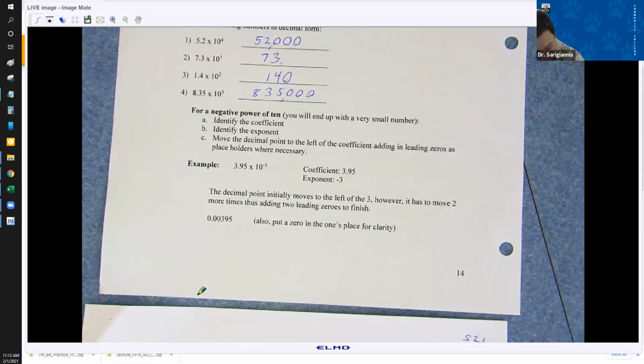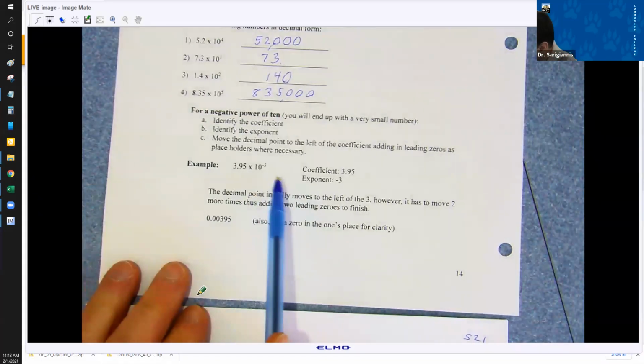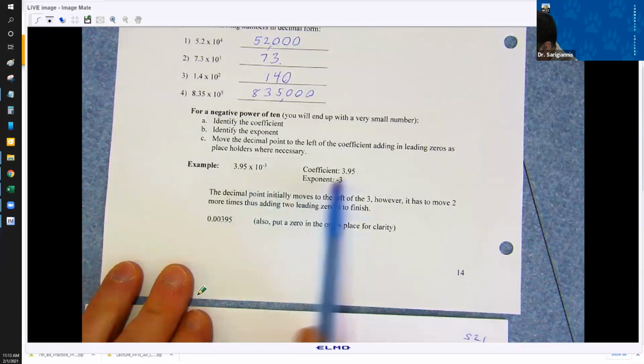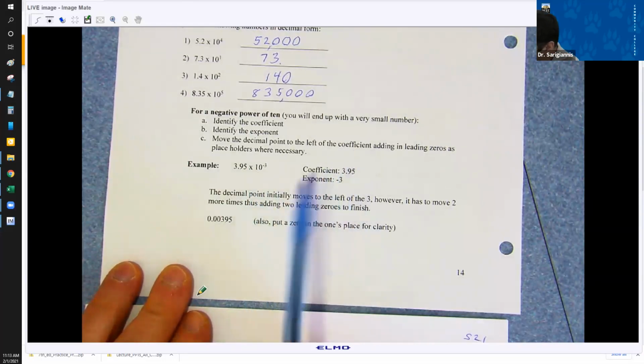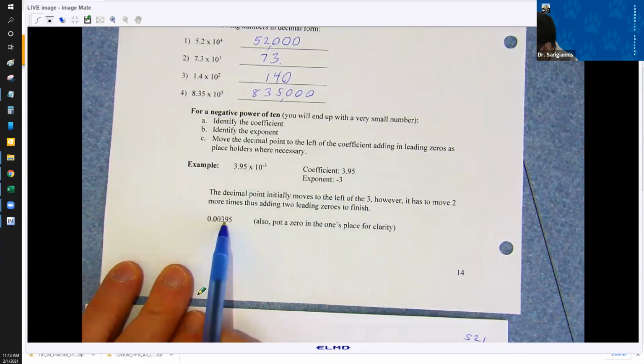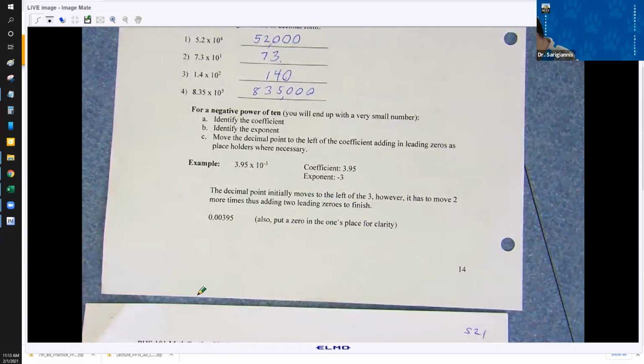And you need to add leading zeros. So this is just an example. 3.95 times 10 to the minus 3rd, right? The coefficient's 3.95. The exponent's minus 3rd. So you're going to move that decimal point to the left 3 places. 1, 2, 3. Right? And this is typically what you do. You put another 0 in here just for clarity. So people are going to see 0.0. That's sort of the accepted way to write decimal places.